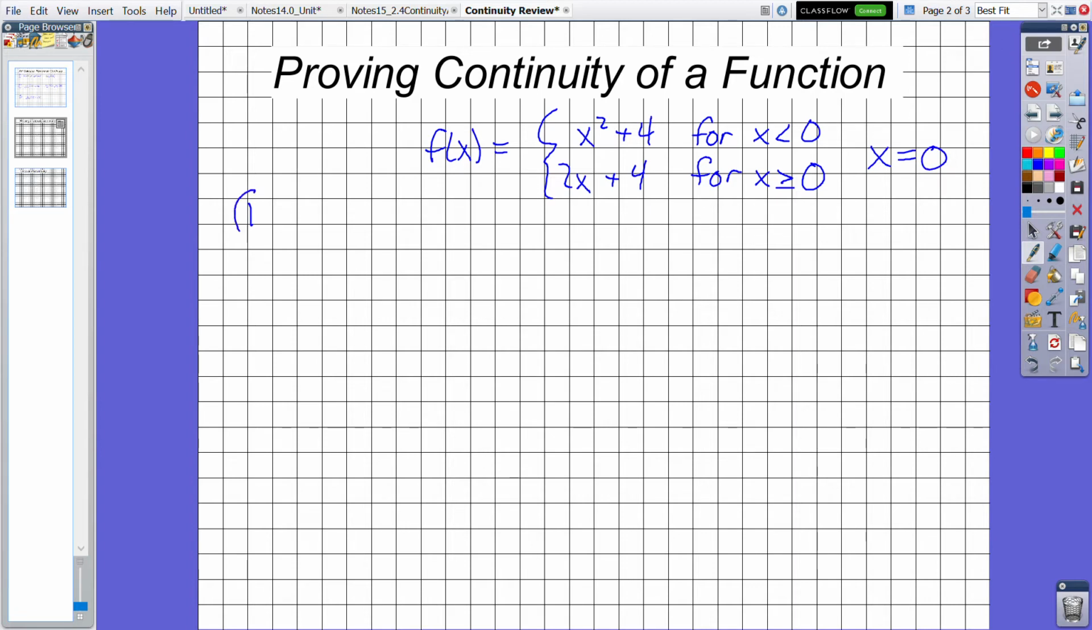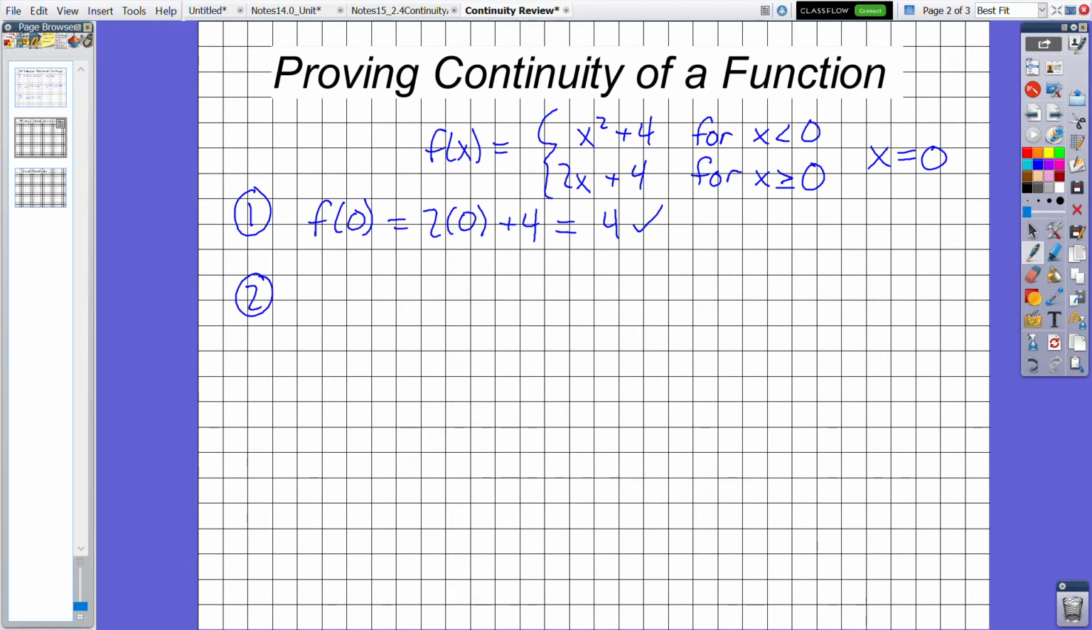The first thing we're going to do is, of course, test f of 0. In this case, we're going to use 2x plus 4 because that's where it's defined for the function here. So I'm going to have 2 times 0 plus 4. 2 times 0 is 0, 0 plus 4 is 4. That's a definitive value, so we know the point (0, 4) exists here.